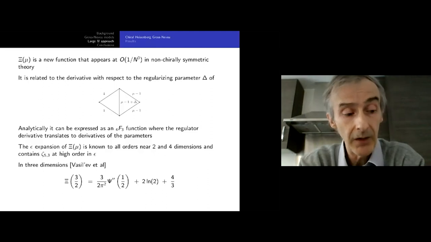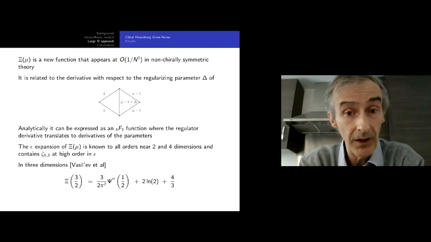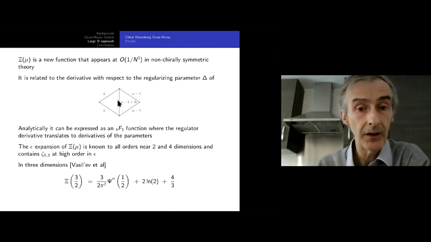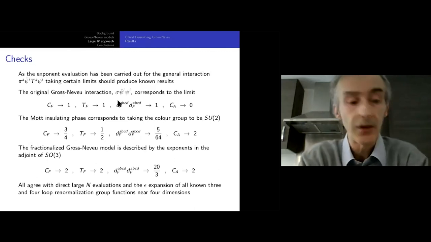It is possible to evaluate the integral exactly in three dimensions. It involves log 2s and zeta 3 over pi squared. And that's purely because in three dimensions, you can exploit three-dimensional uniqueness of the diagram exactly and write it down. Vasiliev did that.